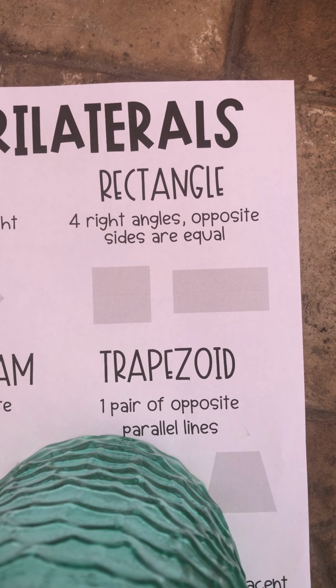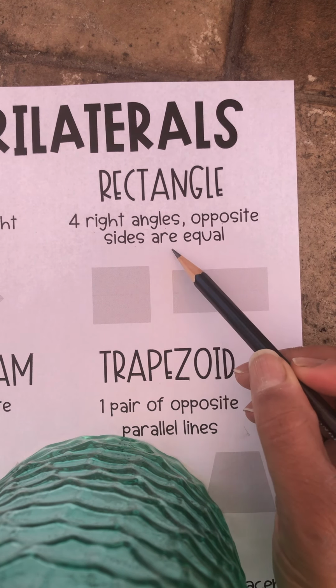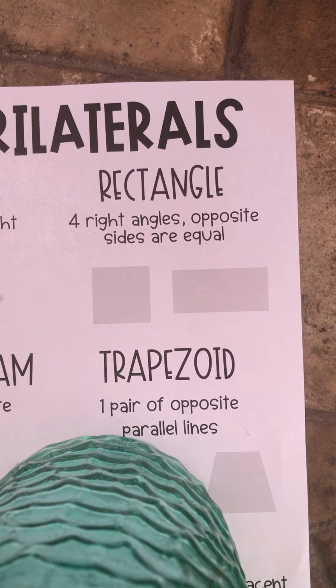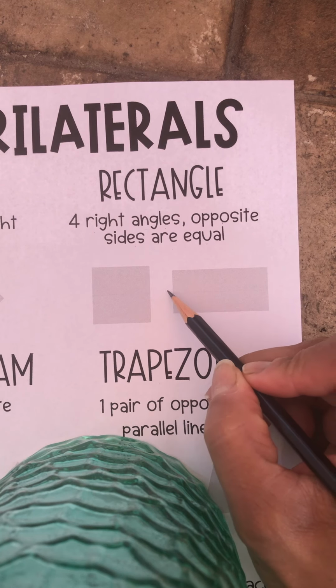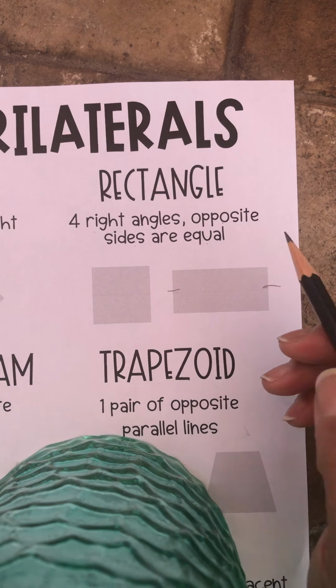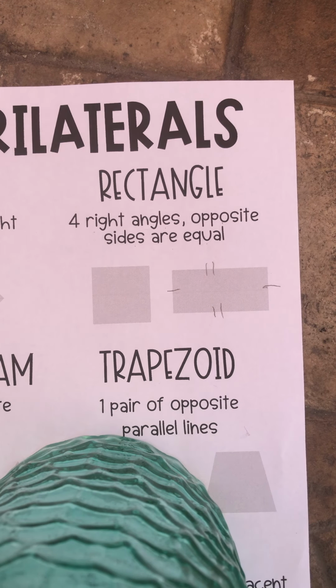Rectangle. A rectangle is also a quadrilateral. Again, 4 right angles and opposite sides are equal. So here you have a square. We said a square is also a rectangle, but here you have an actual rectangle where this side and this side have equal lengths, okay? And then this side and this side have equal lengths. So opposite sides are equal to each other, but a rectangle can make 4 right angles.